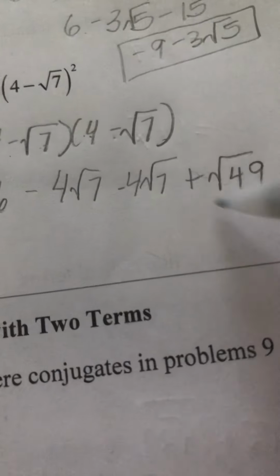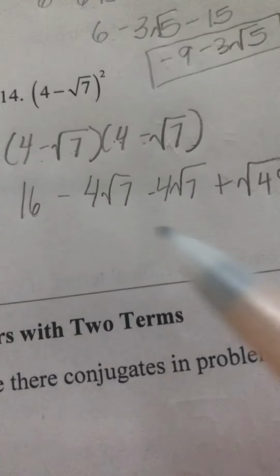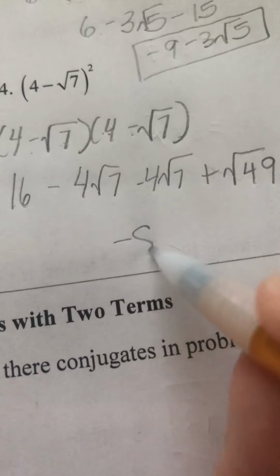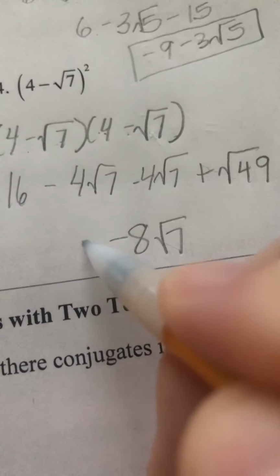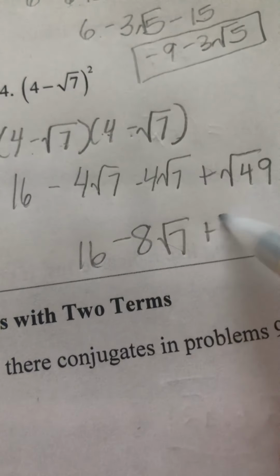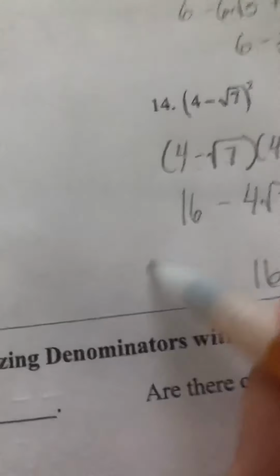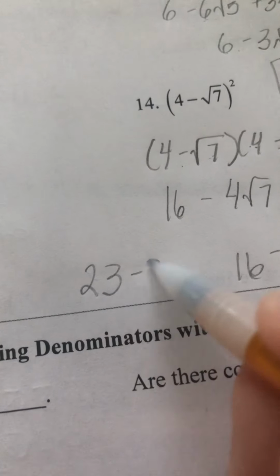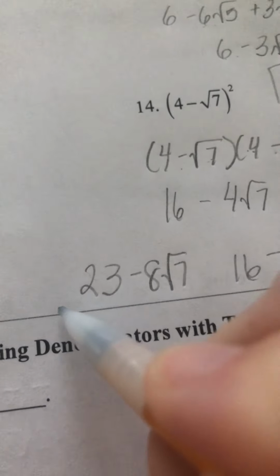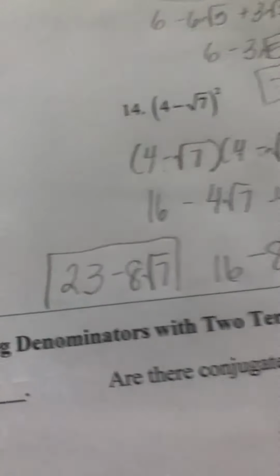And I'm sure you can see what's happening here. Combine those, it's negative 8 root 7. This is 16, that's 7. So 23 minus 8 root 7. Should we check this one on the calculator? Let's do it.